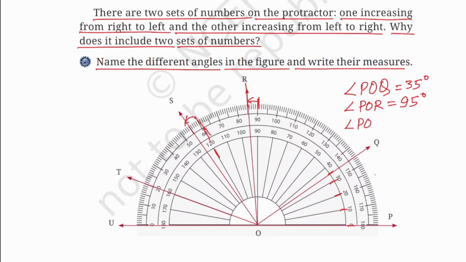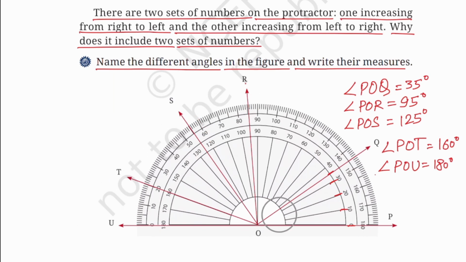That is angle POS is equal to 125. Similarly, angle POT, it is at 160 degree. Similarly, POU, that is 180 degree, that is a straight angle. Similarly, there are other angles hidden here.